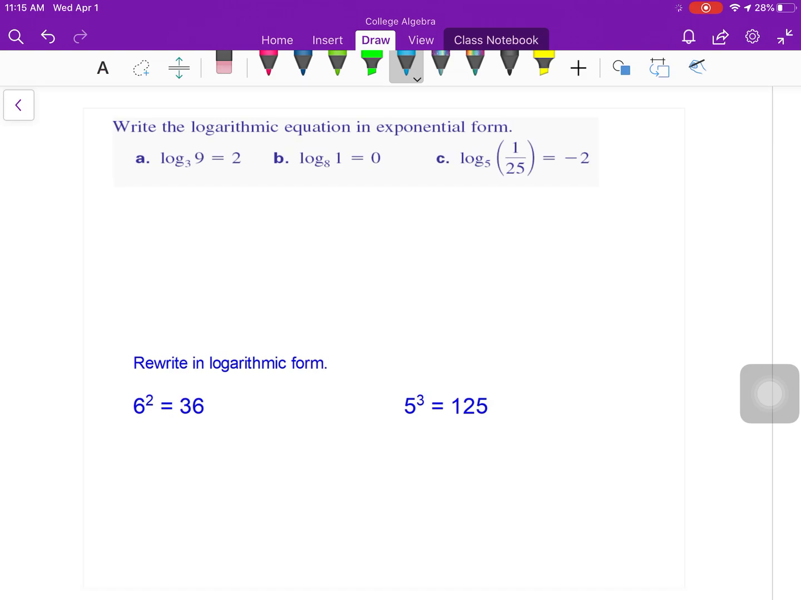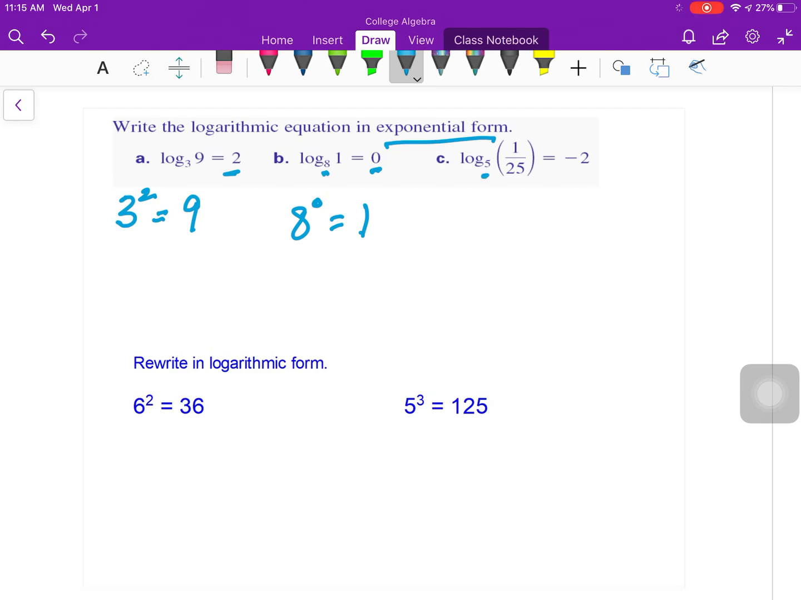All right, these are rewrites. So first we're going to take the log and rewrite it in exponential. So my base is 3, my exponent is 2, and it equals my value of 9. 3 squared equals 9. Does it? Yes, it does. Let's try B. Base is 8, power is 0, equals value of 1. 8 to the 0 equals 1.